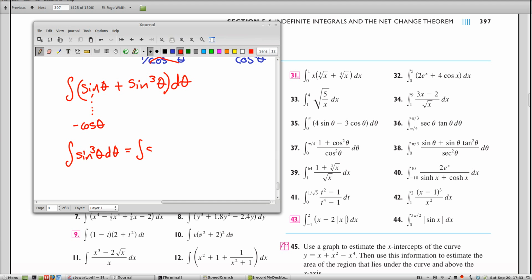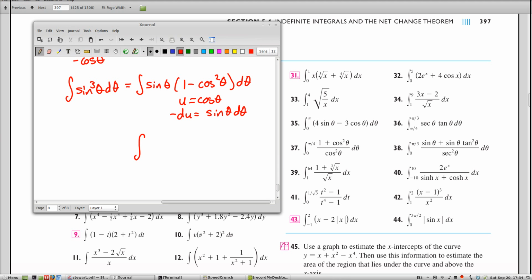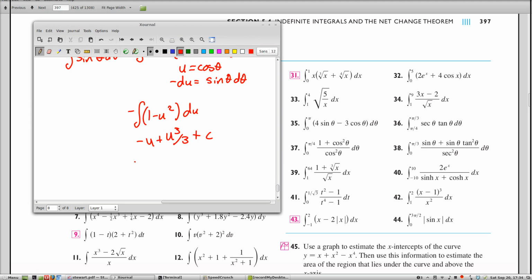And the trick here is to write this as sine theta times 1 minus cosine squared theta, which is the same thing as sine squared theta. And now you do u equals cosine theta, then du is, say negative du is sine theta d theta. And then this becomes 1 minus u squared du and a negative sign, and you get 1 minus u cubed over 3 plus c. There's a negative sign. And now let's go back to cosine, so it's minus cosine theta plus cosine cubed theta over 3 plus c.